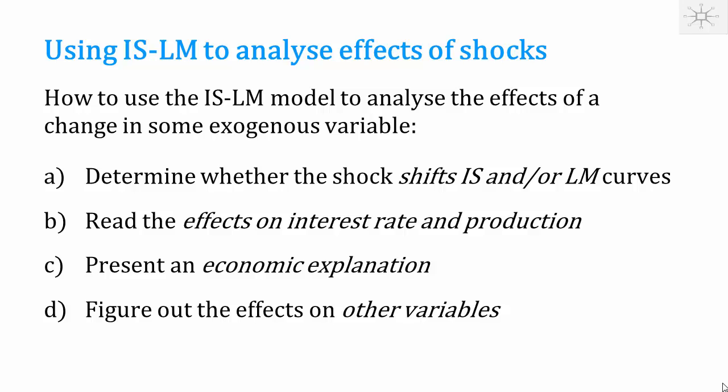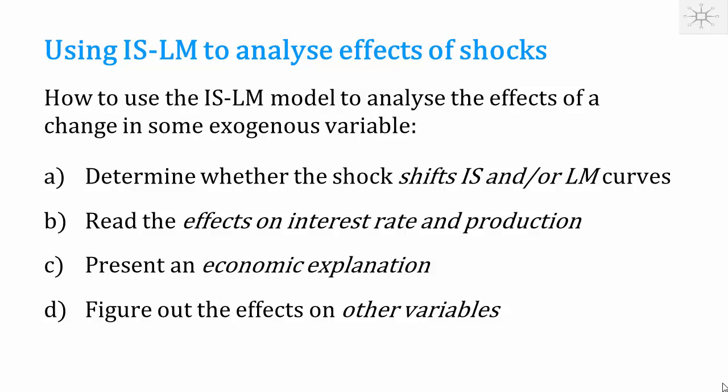So you draw a new IS curve, and then you can see what was the initial equilibrium and what is the new equilibrium, and then you can see what happened to the interest rate, what happened to production. So that's a graphical analysis. And once you have done that, you figured out, okay, the interest rate went up and the production went down or something. Then you can try to work out the economics.